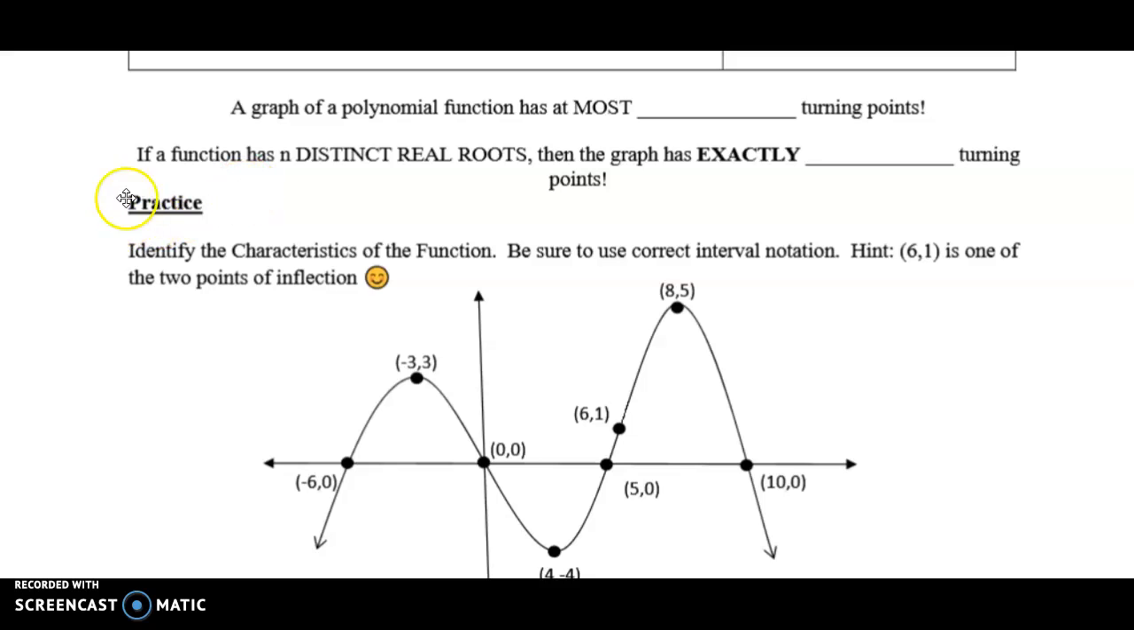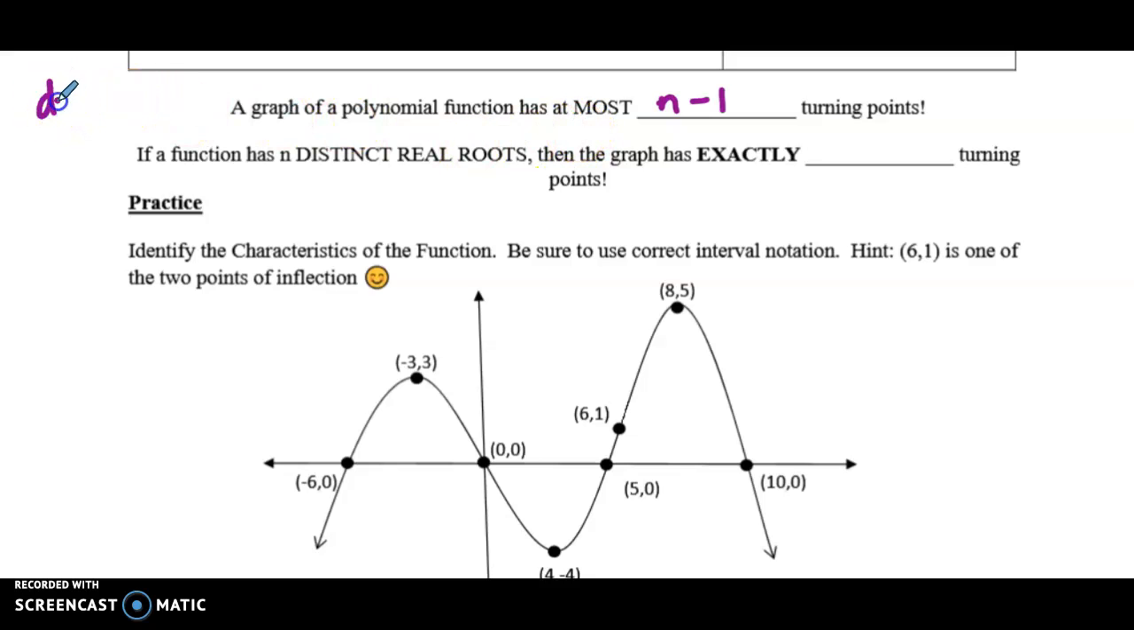Okay, let's take a minute and finish going over the notes for this material. All right, so number one, I did not go over this in the last video and I want to make sure you understand it. It says a graph of a polynomial function has at most n minus 1 turning points. And you're like, well, what exactly does that mean? So remember that n is your degree.